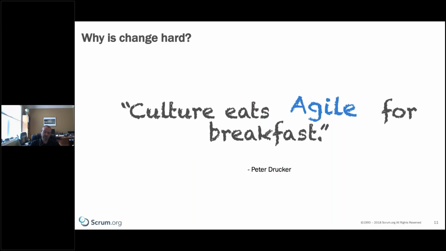So as Peter Drucker says, culture eats agile for breakfast. Change is hard. And if we don't enable change, if we don't enable the culture, if we don't have that culture in place for greater agility, we're going to be in trouble.